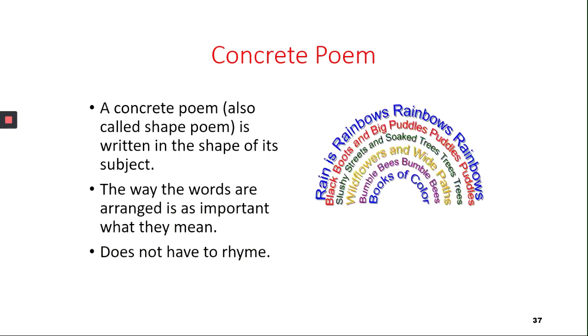Next, we have the concrete poem. Concrete poem, also called shape poem, is written in the shape of its subject. The way the words are arranged is as important as what they mean. It does not have to rhyme. Here, if you notice, rain is rainbow, rainbows, rainbows. Black boots and big puddles, slushy streets and soaked trees, wildflowers and wide paths, bumblebees, books of colors. So here the structure is like a rainbow. And the way this poem was written is also like a rainbow.